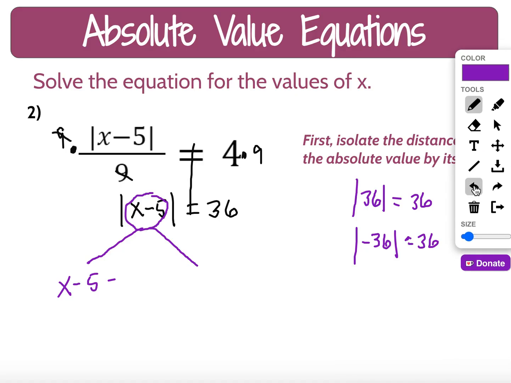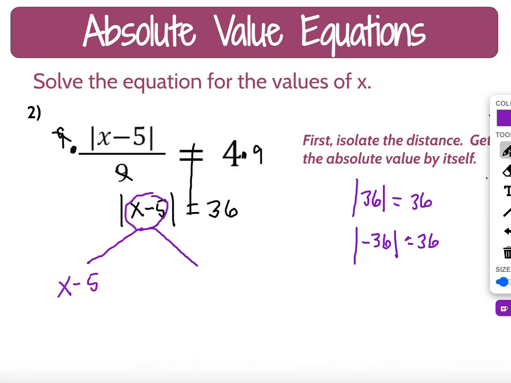Trying to get this to stay put here. Oh my gosh, it just wants to be all over the board. Okay, so x minus 5 could be positive 36. Then I pull it out again. x minus 5 could be equal to a negative 36. Those are the two numbers that would make this true.